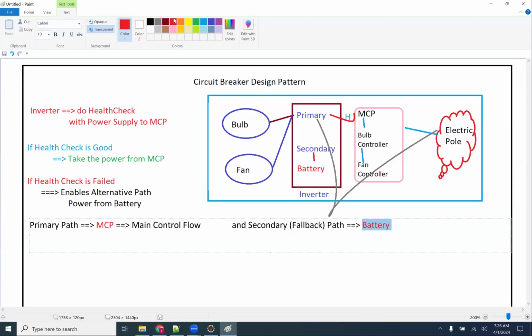I'll again do a continuous health check of the main path. If the main path is down, it will go to the secondary. And if the secondary is good, and once the main path is back again, then it will stop the secondary path and enable the main path. This is a logic which everyone is aware of. I don't need to teach anything extra here.